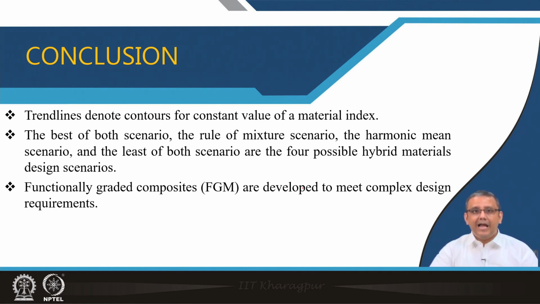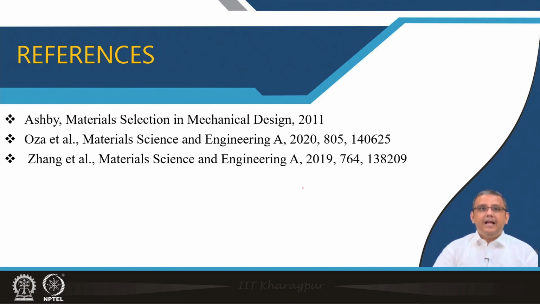Then we learned about the different concepts of hybrid material development. There are 4 different concepts we learned: the best of both scenario, rule of mixtures, harmonic mean, and the least of both scenario. And we also discussed briefly the basics of FGM or functionally graded composite materials. As for references, I refer to the book of Mike Ashby and some research articles by Oja et al. and Zhang et al.